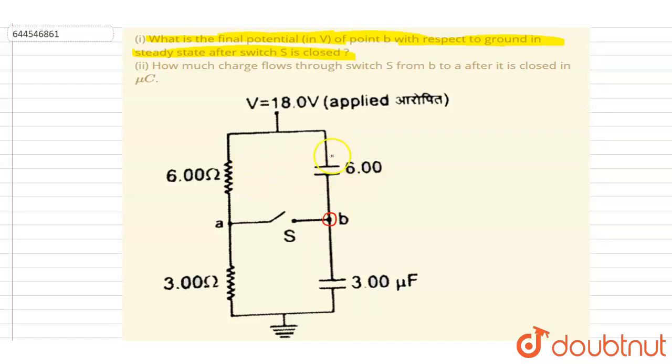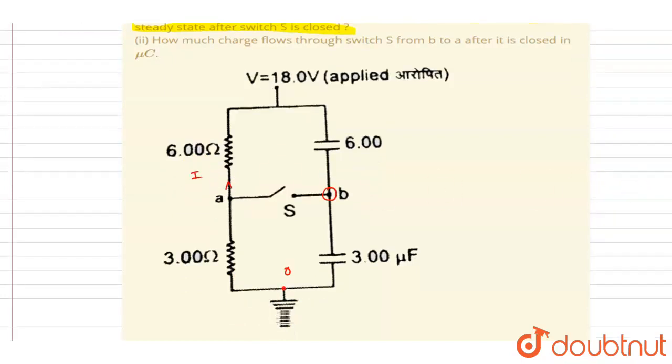At steady state no current will flow through these two capacitors. At steady state, the current through the capacitor will be 0. So only the current will flow through these two resistances, right? And that too, if you see, here the potential is 0. And if I say the current is I, right?